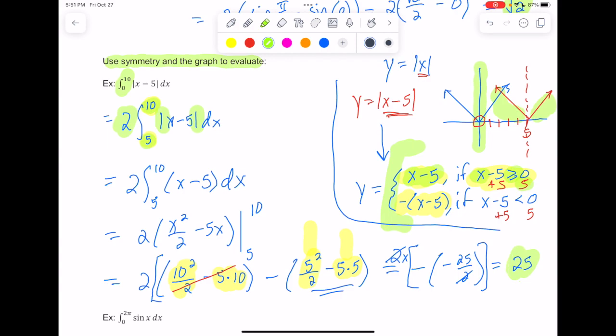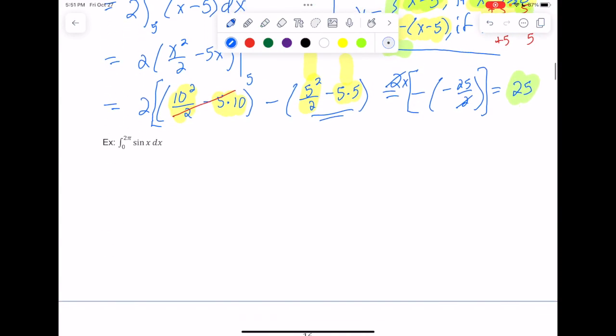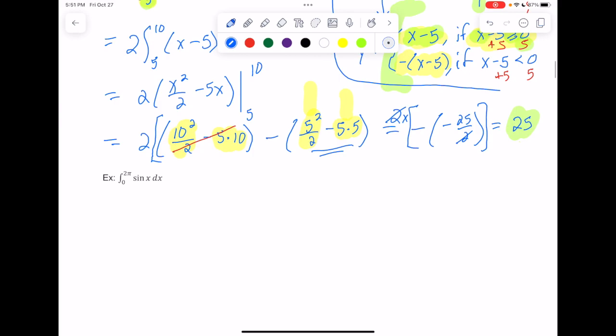Let's go ahead and have a look at another. So in this one, they want us to look at the integral from 0 to 2 pi of sine of x. So again, what we want to see right away is we don't have symmetric bounds. We don't have negative pi to pi. We don't have negative 2 pi to 2 pi. So how does symmetry come into play on this one? Well, let's think about the graph of sine.